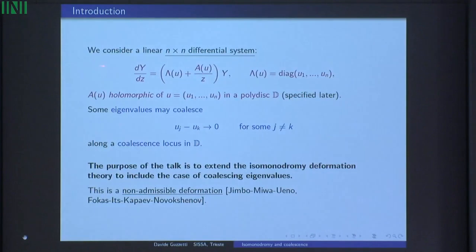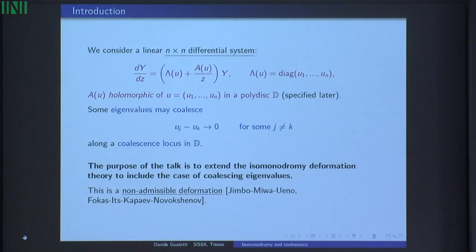Suppose we have this linear system of differential equations. This system has a Fuchsian singularity in 0, a regular singularity, and an irregular singularity at infinity. And this matrix Λ is a diagonal matrix with eigenvalues u1 to un. I will explain why I'm considering this system, but the important point, just to do the analysis of this system, is that u varies in a polydisk, which I call D. I will specify this polydisk later.